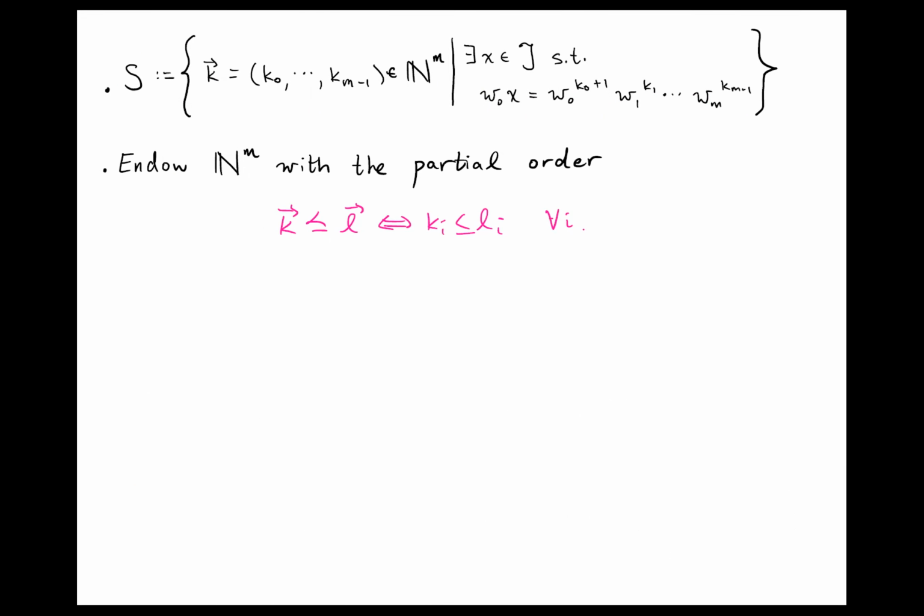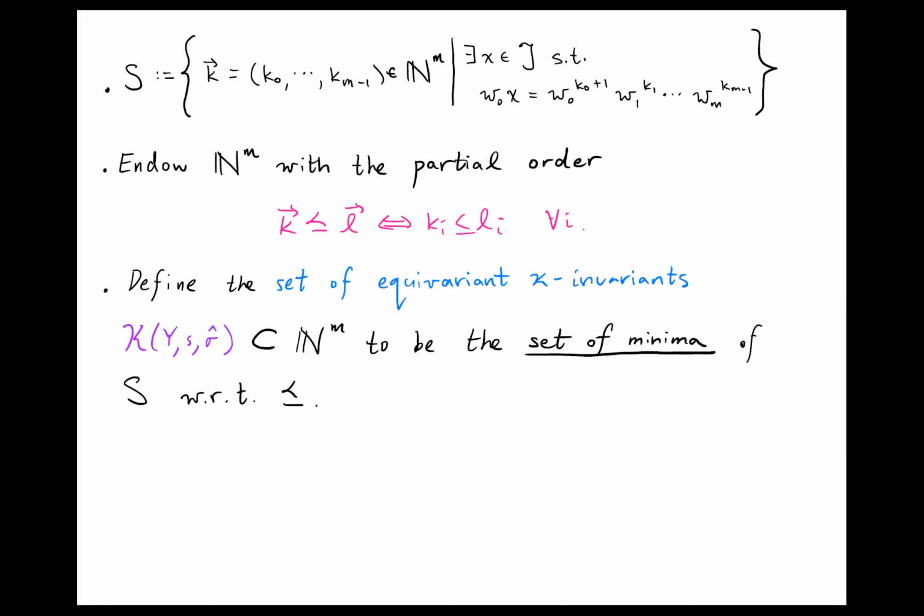All right, and so we're extracting a semi-lattice from this ideal. Particularly, we endow N to the M with the partial order: K is less than or equal to L if and only if that's true component-wise. And then we define the set of equivariant kappa invariants to be the set of minima of this subset with respect to this partial order.